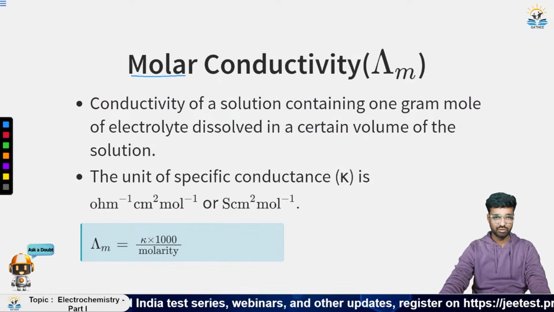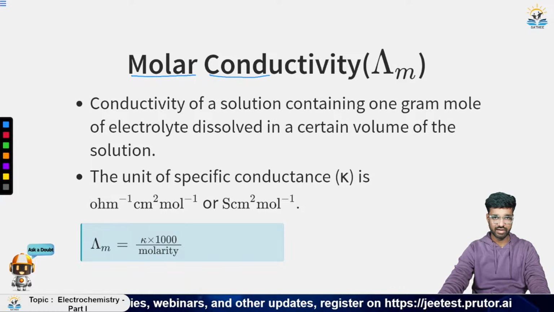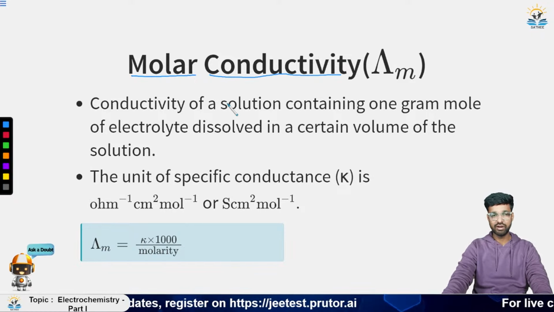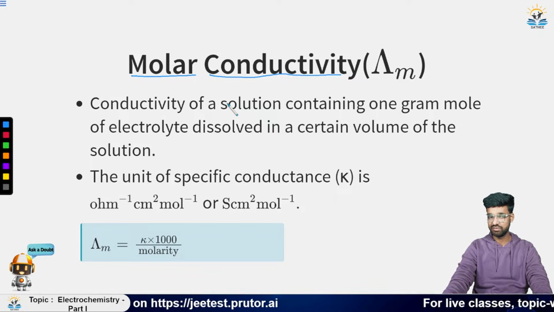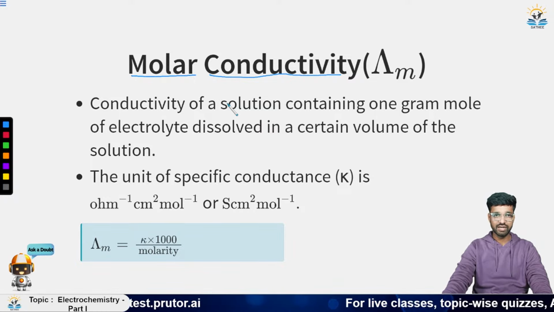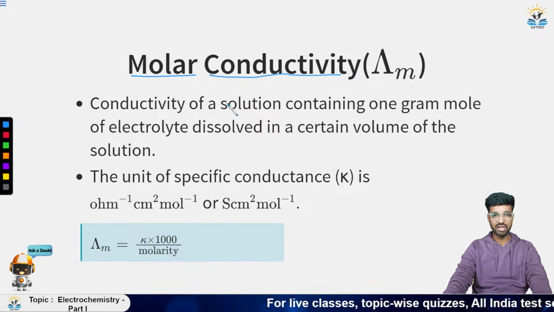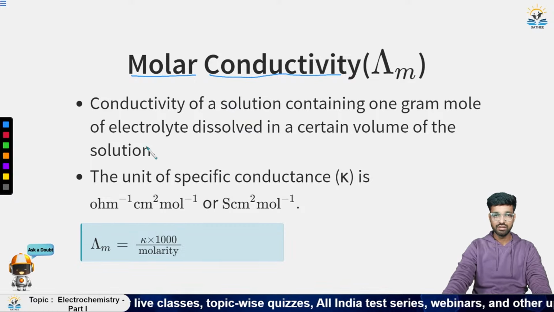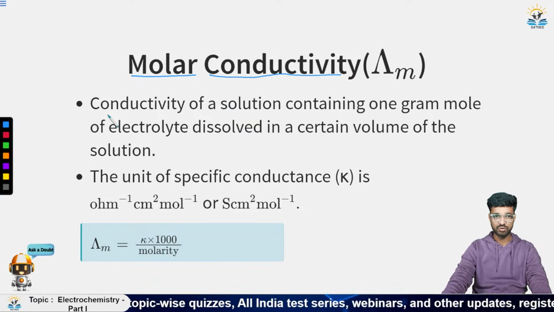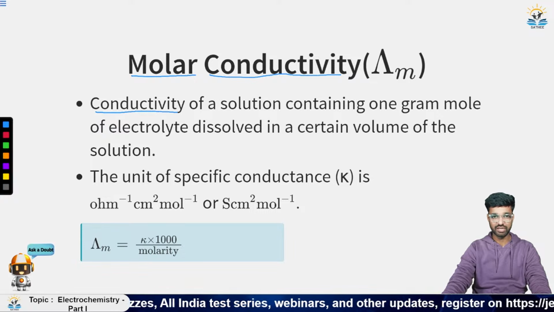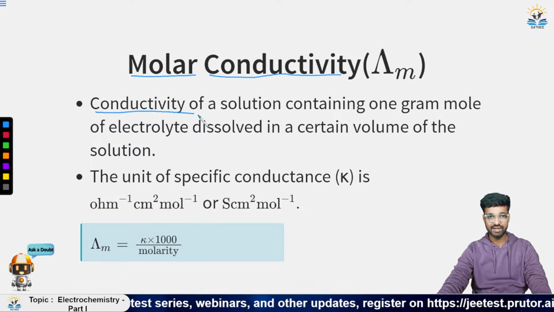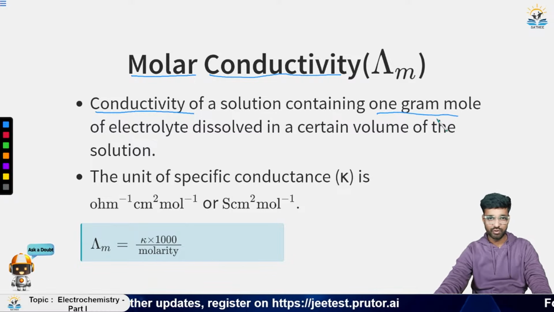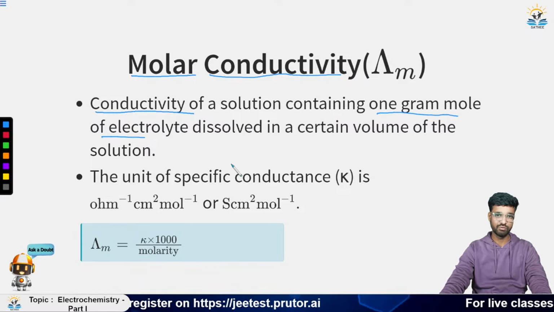Now let us move to another property of the electrolyte, that is molar conductivity. By conductivity we are not defining the amount of concentration that we are using. Now if you say it is molar conductivity, then we are specifying the amount to 1 mole, that is we are taking 1 mole of the electrolyte. It can be defined as the conductivity of a solution containing 1 gram mole of electrolyte dissolved in a certain volume of the solution.